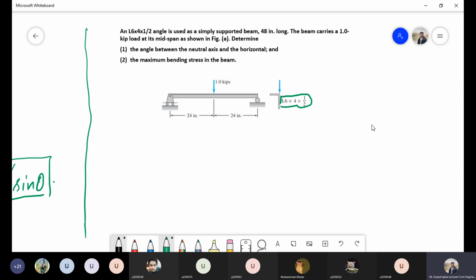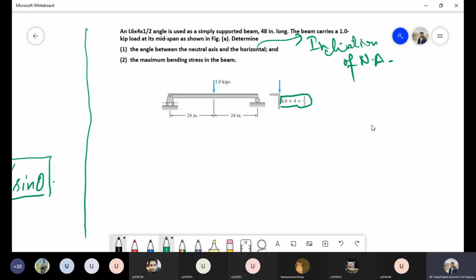Okay, so in the question it says that we have this angle section which is used as a simply supported beam. By that it means obviously that the longitudinal length is 48 inches and there is a load of 1 kip acting on this beam at the midspan. What we have to do is calculate the angle between the neutral axis and the horizontal, or I can say we have to figure out the inclination of the neutral axis. We have to calculate where our neutral axis is.